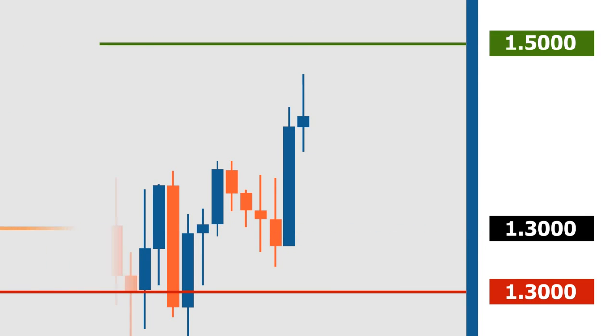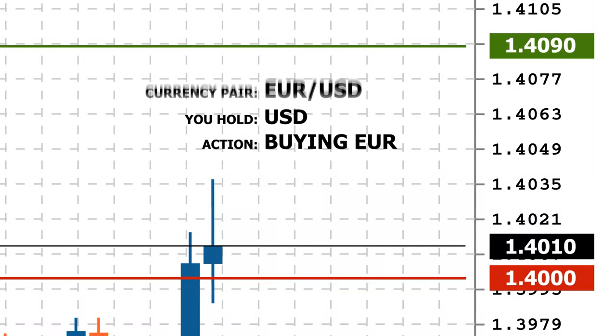Let's practice trading in a scenario where you think you are going to profit from buying the euro-US dollar currency pair.